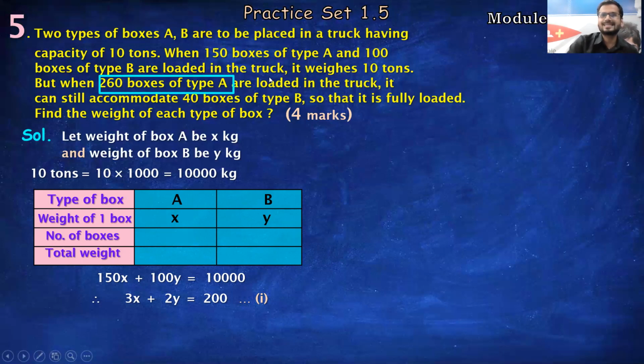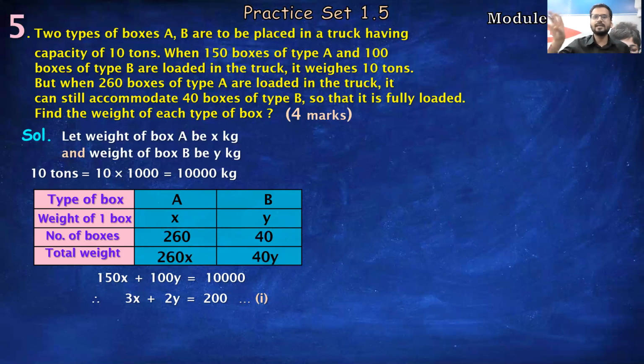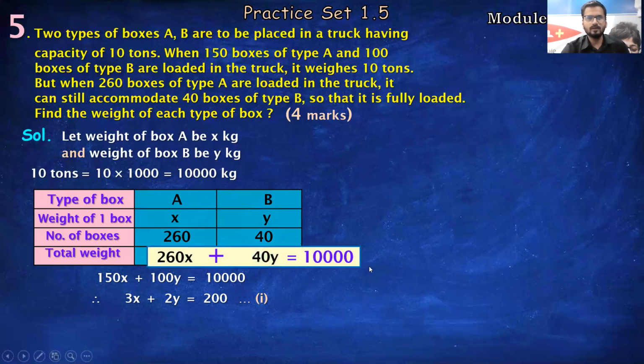So I have 260 boxes of type A. Type A ka weight we have assumed x, that is okay constant. Now 260 boxes hai, to what is the total weight? Ek box ka x weight hai, to 260 box ka kitna hoga? We have to multiply, right? So 260 into x. Okay, so 260x, and type B ka 40 hai and y hai uska weight, to 40 into y is 40y.